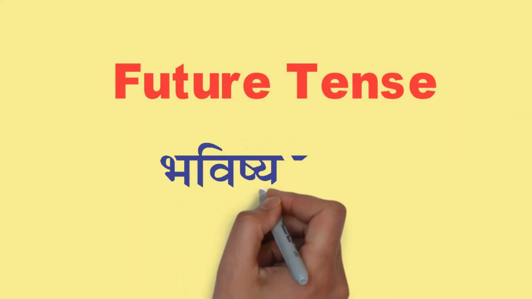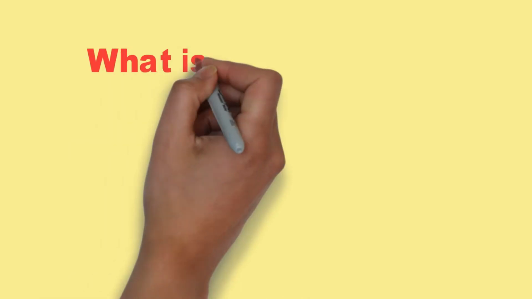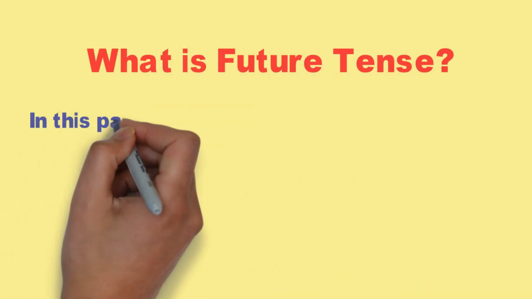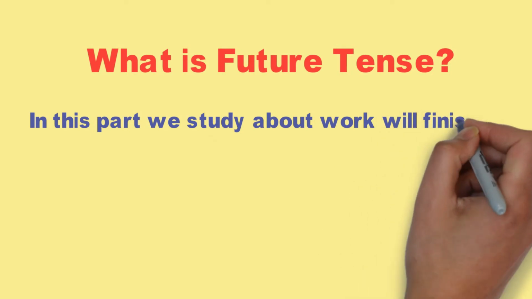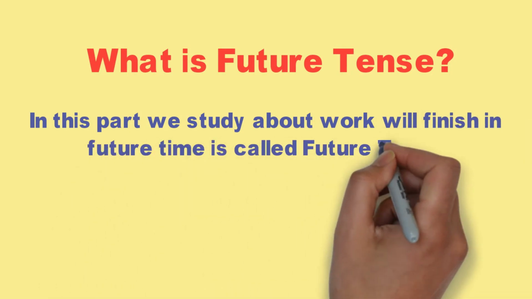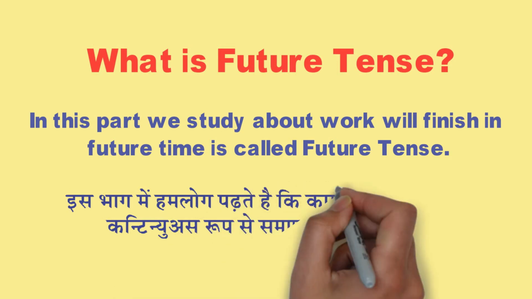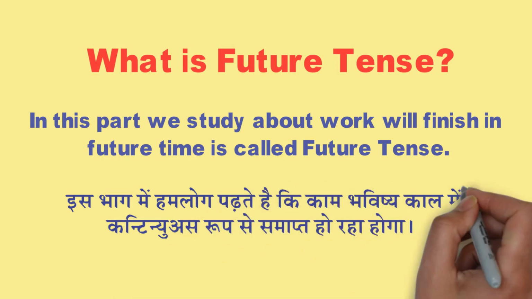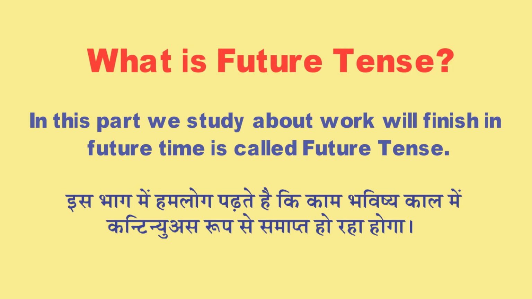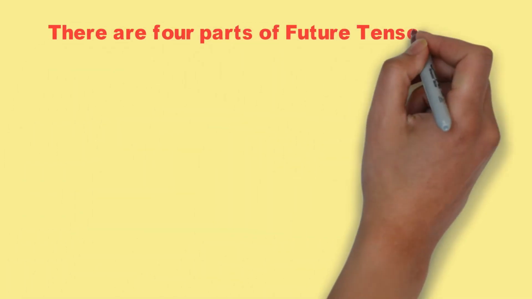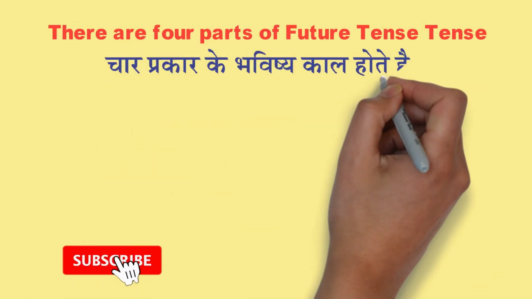Future tense, Bhavishya Kaal. What is future tense? In this part, we study about work that will finish in future time, which is called future tense. इस भाग में हम लोग पढ़ते हैं कि काम भविष्य काल में कंटिन्यूस रूप से समाप्त हो रहा होगा. There are 4 parts of future tense. 4 प्रकार के भविष्य काल होते हैं.